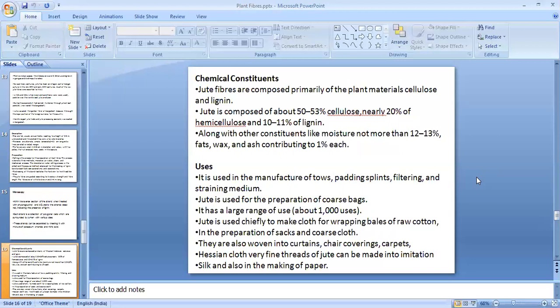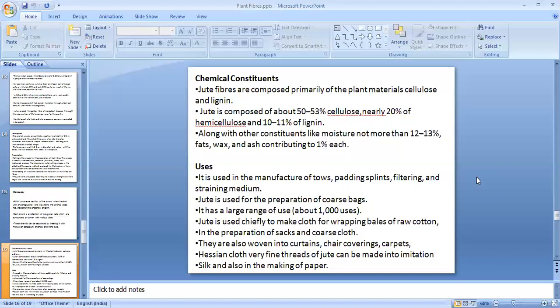And the ash value is 1%. Chemical test: when it is treated with chloroglucinol and hydrochloric acid, it gives out the pink color due to the presence of lignin, what I explained to you earlier. And next, come to the uses. It is used in the manufacture of towels, padding splints, and also used as a filtering and straining medium.